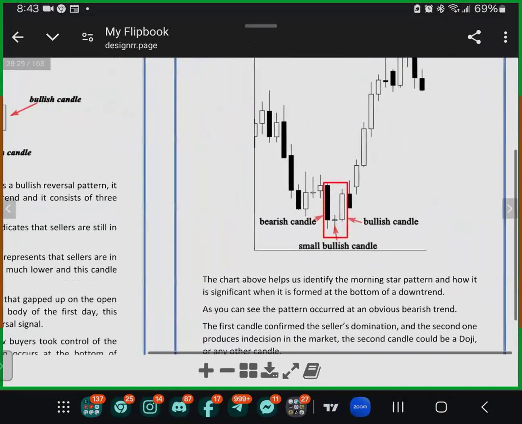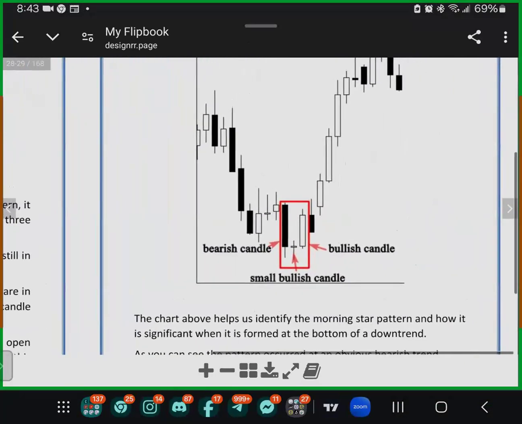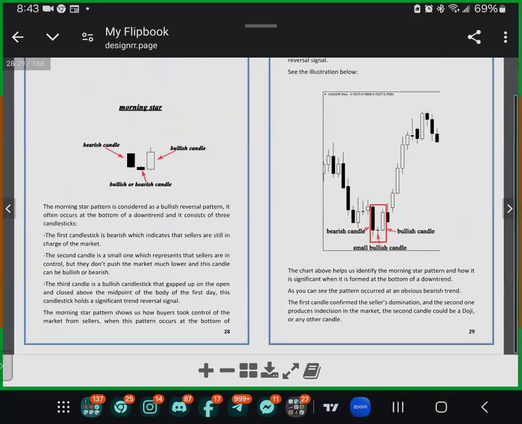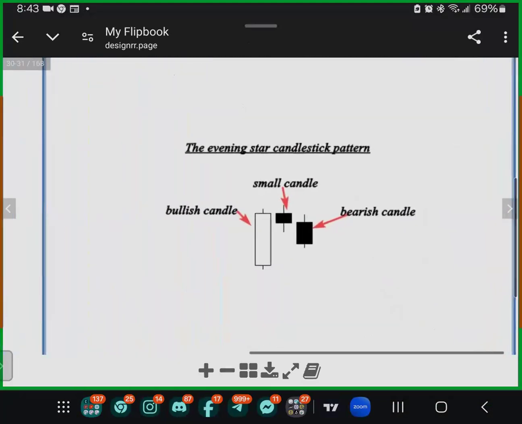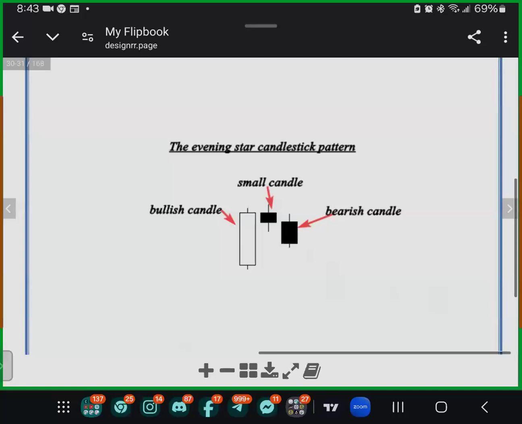All right. So we got the bullish right here. Okay, we did that one. Well, we tried to find that one. Okay, so this one is the evening star.